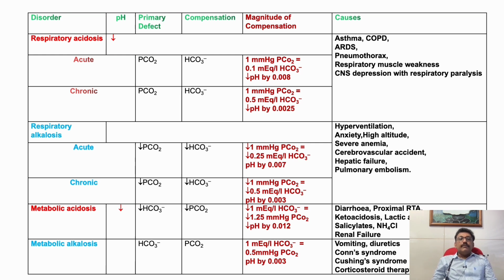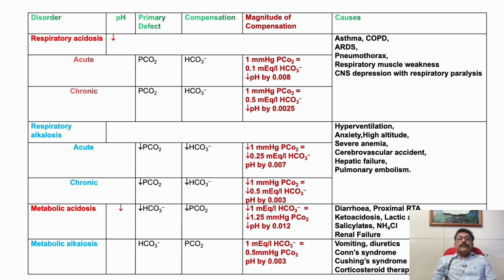Compensation occurs after some time. Immediate compensation will never occur. Compensation occurs normally in chronic respiratory acidosis. You can calculate the compensation: for every 1 millimeter of mercury PaCO2 increase, bicarbonate increases by 0.5 milliequivalents, and pH can reduce by 0.0025.